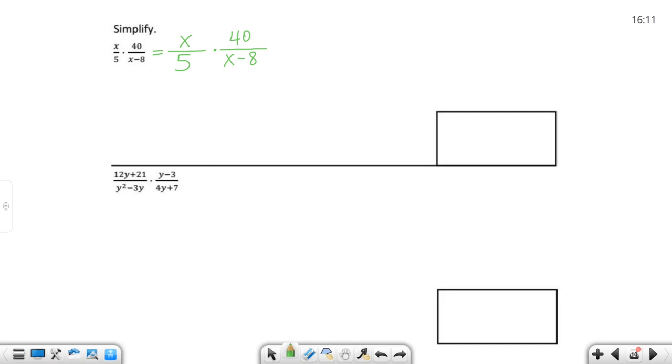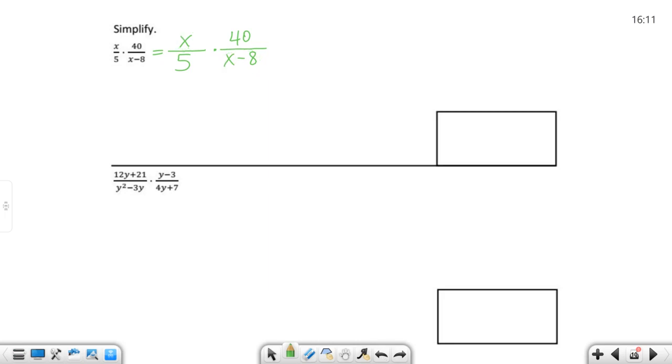So if I look here, and I usually work my way across the numerator to the top. So I start here, x, and I say, does x divide out with 5? Nope. What about with x minus 8? Now be careful, this is two terms. Can I divide out one term here of two terms? Nope, can't do it. So nothing divides out with that x.